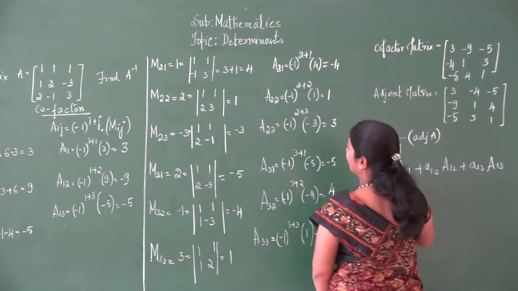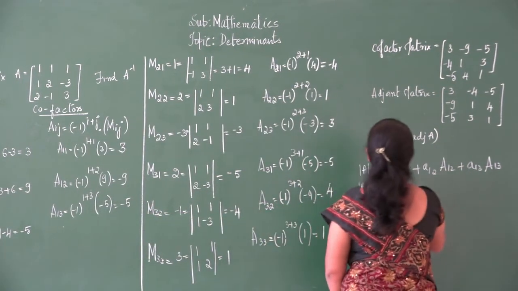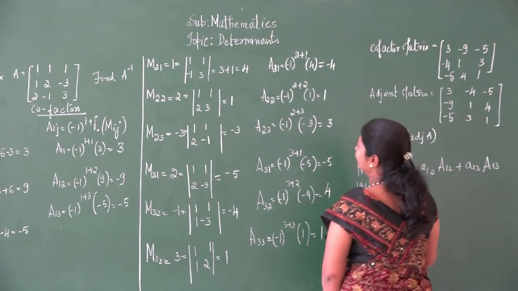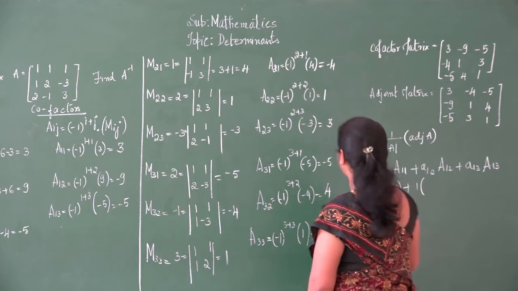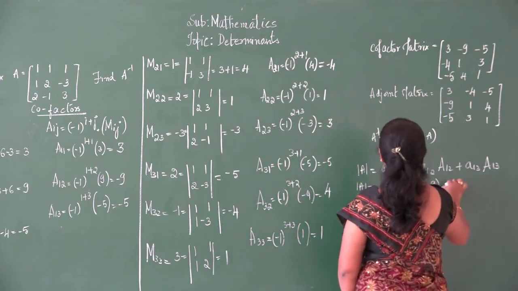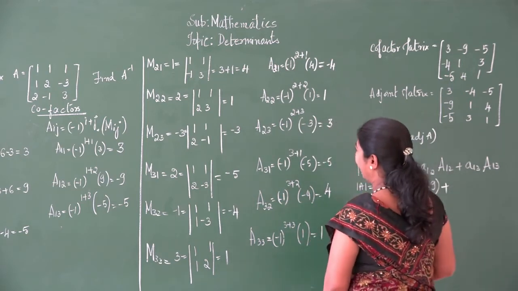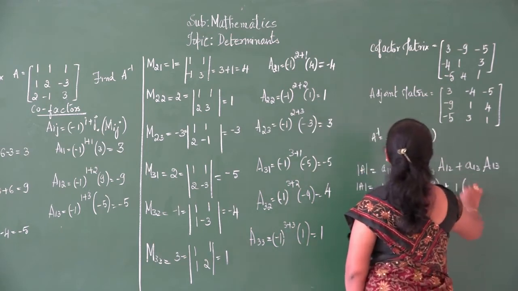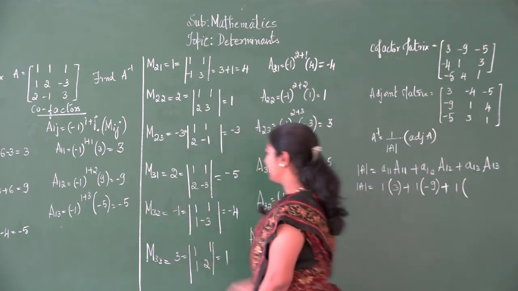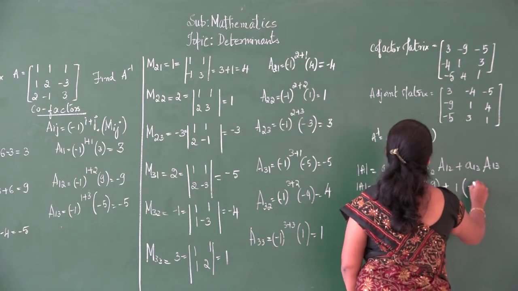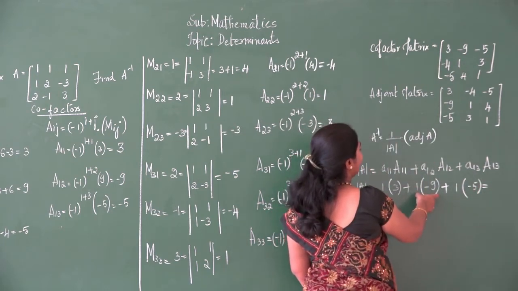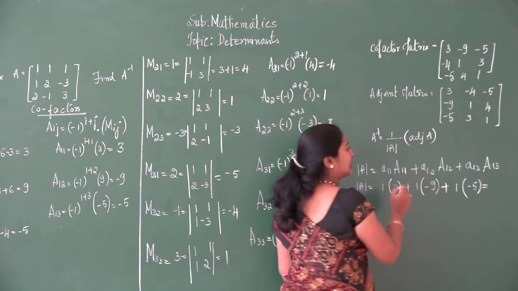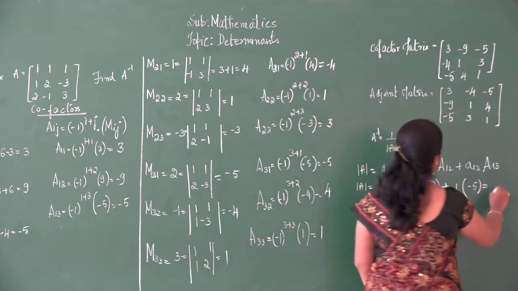1 into, what is the value of A11? That is nothing but 3. Which is the A12 element? 1 again. What is the value of A12? Minus 9. Again, A13 is 1. What is the value of A13? That is nothing but minus 5. So what will this sum up to? 3 minus 9 minus 5, that is minus 11.